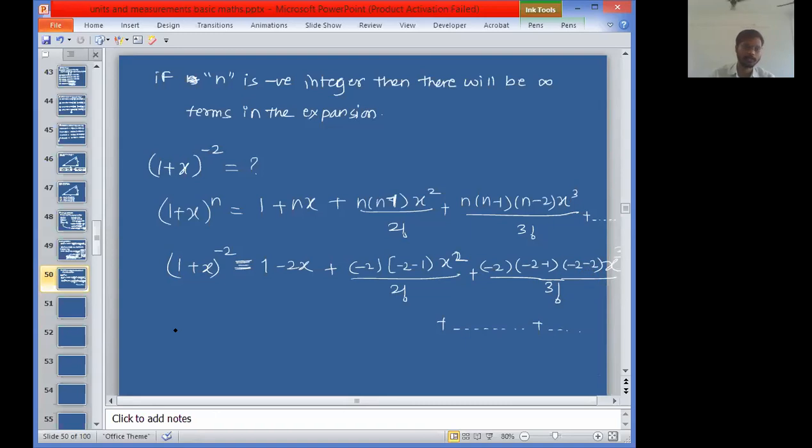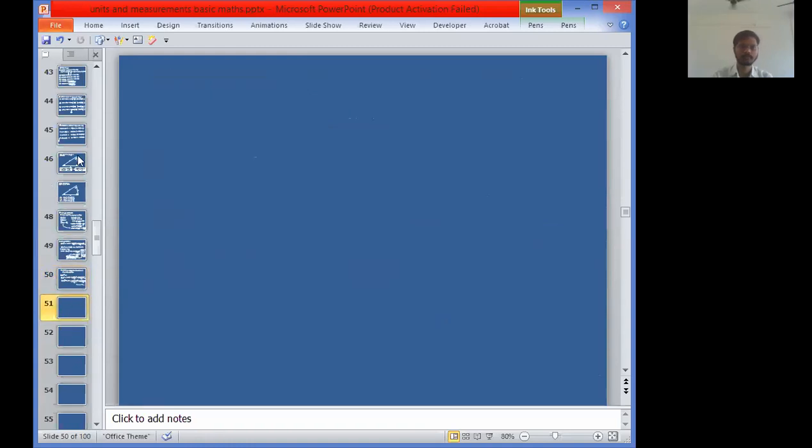Reply to me in the chat box if it is clear up to this and written. This will be used very rarely, an extremely rare case, but still as a basic we will make a note. Yes, sir. Fine. Here n is minus 2, x is x.